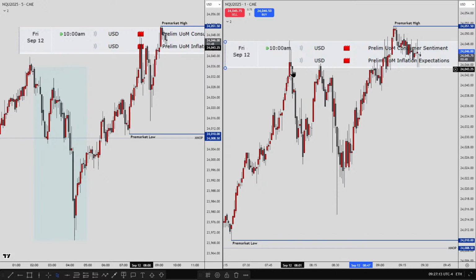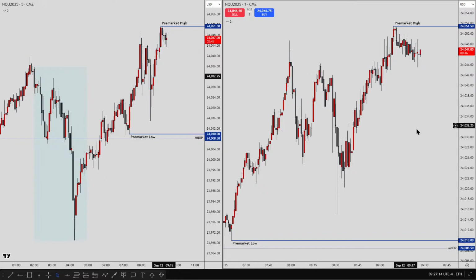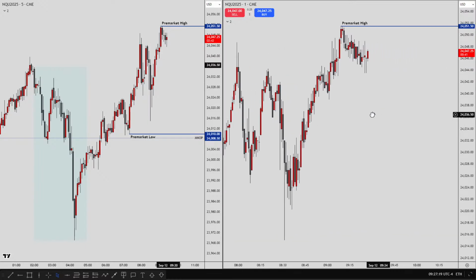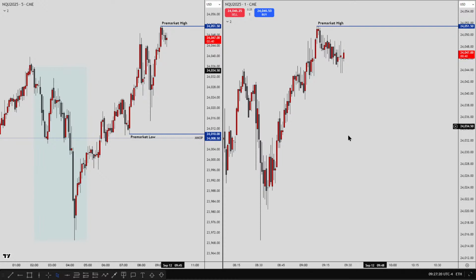So on a day like this, you can treat 9:30 as high impact news that you want to get in on, post 9:30, and then 10 a.m. In between that half an hour window, you can do some trading in there. But if you're doing the Silver Bullet, you shouldn't be doing that. That's just for market open models.